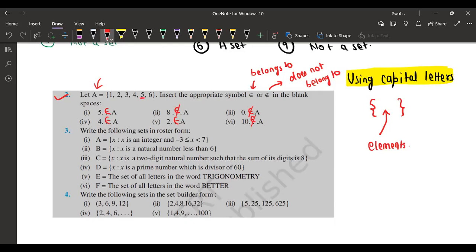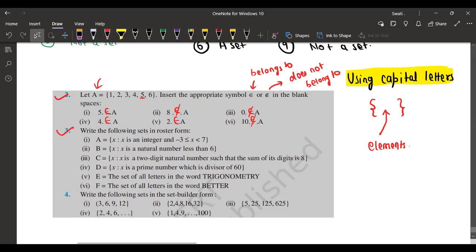So for that, we use this epsilon sign. We also call it epsilon. But right now, you just have to say it simply means belongs to or does not belong to. It's as simple as that. And I hope you understood this question as well. Now let's move to the next question, and that is the third question.